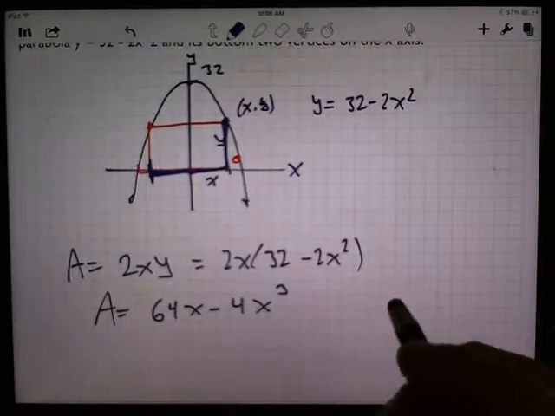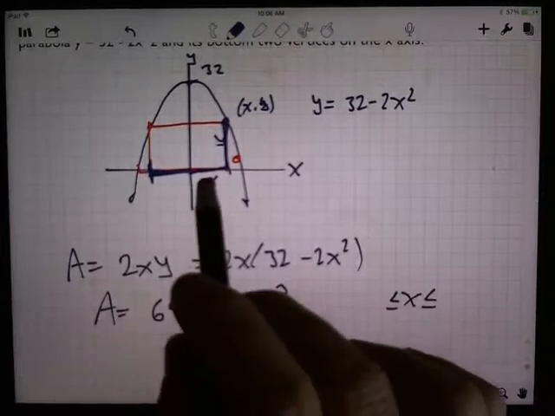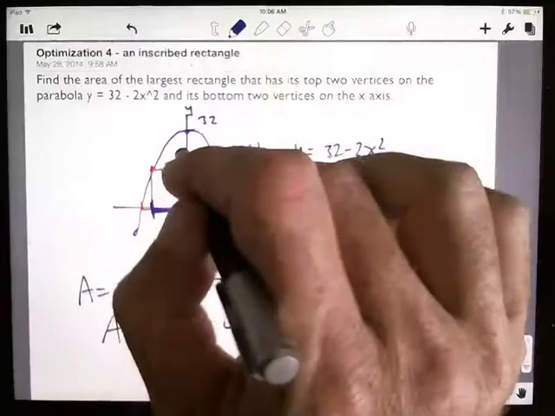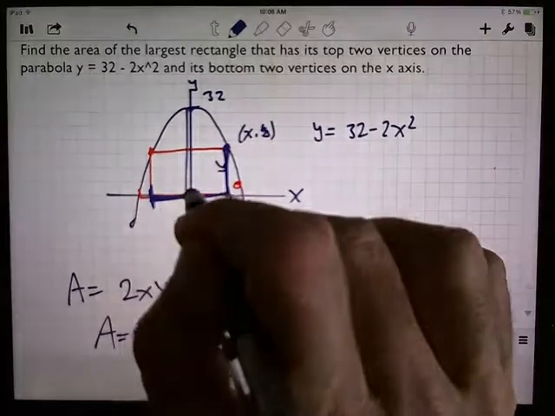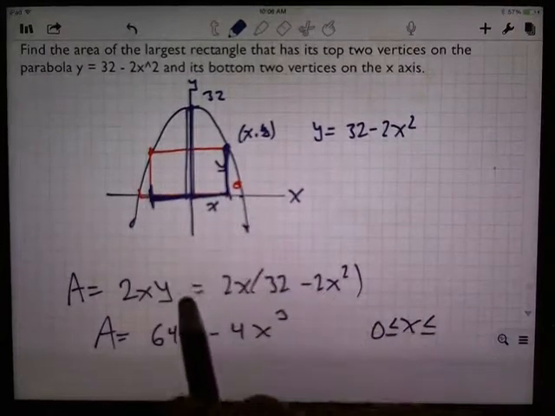Do I have any restrictions on x, any endpoints that I might have to keep in mind? Well, yeah, I think I do. x could be as small as 0, and then you've got this really tall, skinny rectangle, right? Or x could be as much as whatever that point is right there.